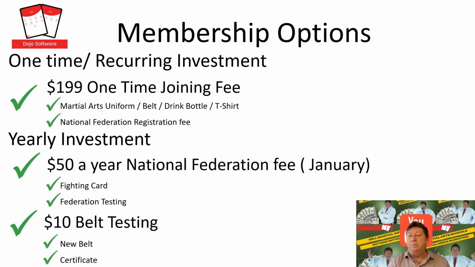You don't need to show them monthly fees right now. You get this, okay? I say, okay. Now, if you do want to do those sales, we normally have a one-time joining fee of $199. But because you're here today, we have a one-time $100 savings on your first day. That means you can join right now for just $99 and you save $100. And you still get your uniform, your belt, your drink bottle, your t-shirt, and your national registration fee.